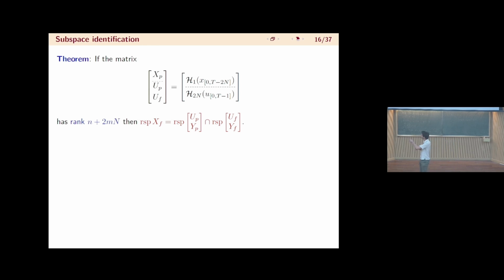If that assumption holds, then the row space of XF, so the row space of this matrix of states, is equal to the intersection of the row spaces of UP, YP and UF, YF. So this is a great result because it tells you something about this row space of the state sequence on the basis of input and output data, right? Because this just contains input-output data, and this matrix also input-output data. And so I can find the row space of this state sequence using input-output data.